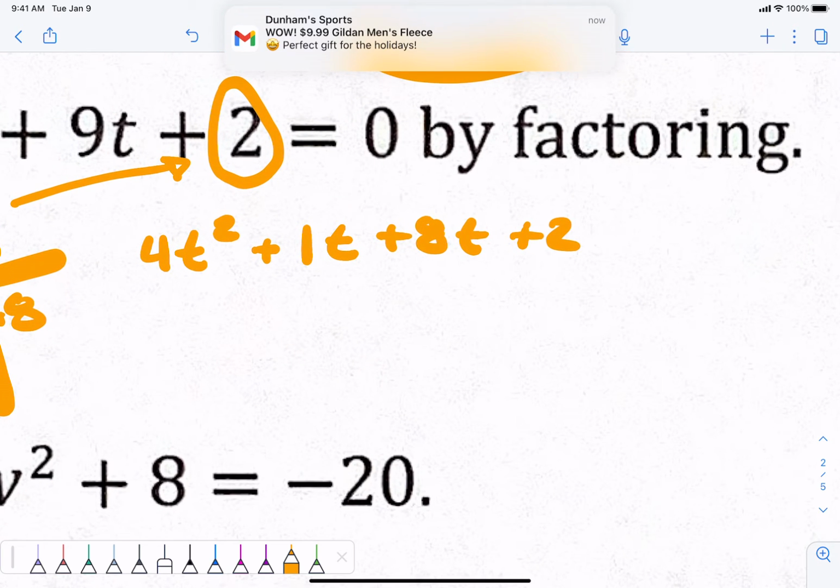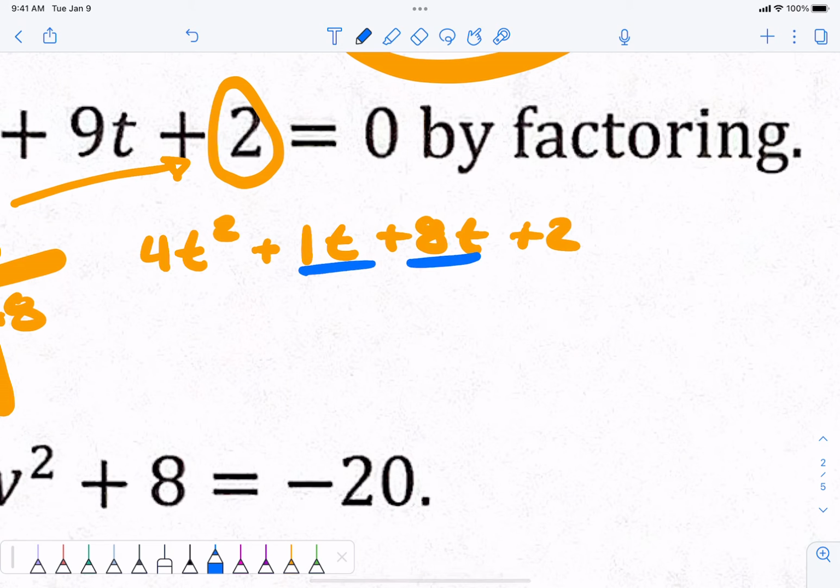Okay, now what? So we have our 1 and our 8. That's where the middle two pieces came from. Now what? Group them.